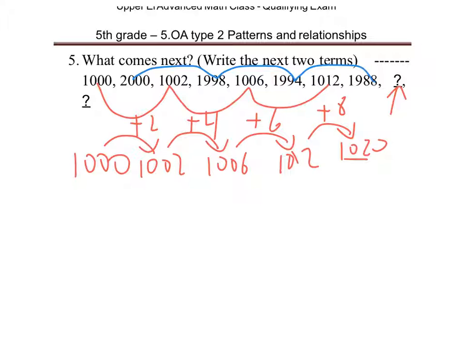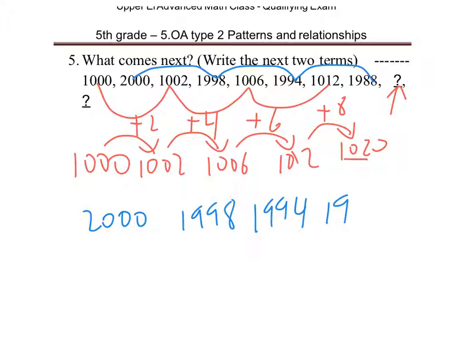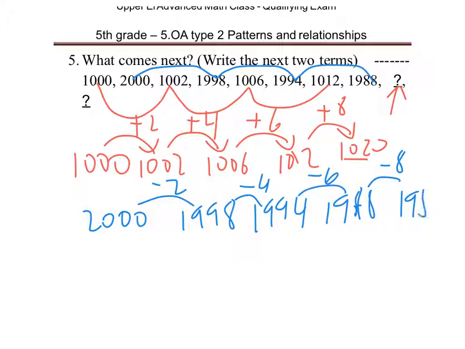Now let's look at the blue one. So the blue is 2,000, 1998, 1994, 1988. So we have -2, -4, -6, and next we have -8. So from 1988, it will go down to 1980, and that'll go in this last one here, 1980. So separating in two separate ones makes it a lot easier.